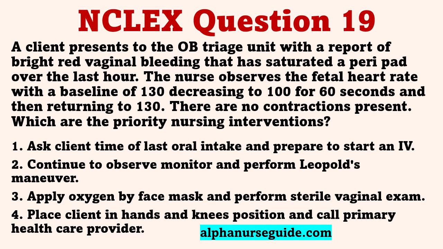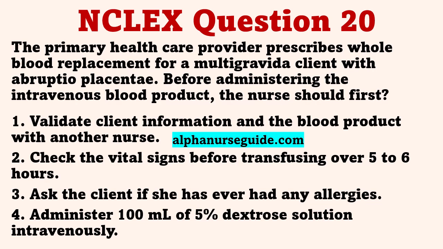The primary healthcare provider prescribes whole blood replacement for a multigravida client with abruptio placentae. Before administering the intravenous blood product, the nurse should first: 1. Validate client information and the blood product with another nurse. 2. Check the vital signs before transfusing over 5 to 6 hours. 3. Ask the client if she has ever had any allergies. 4. Administer 100 milliliters of 5% dextrose solution intravenously.